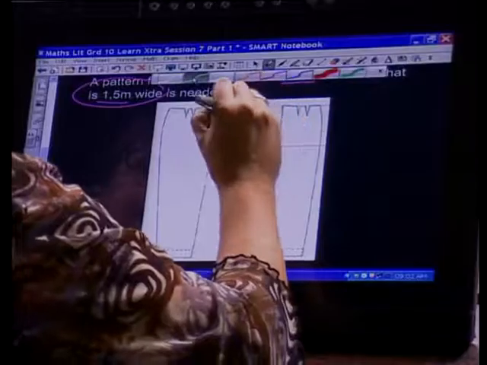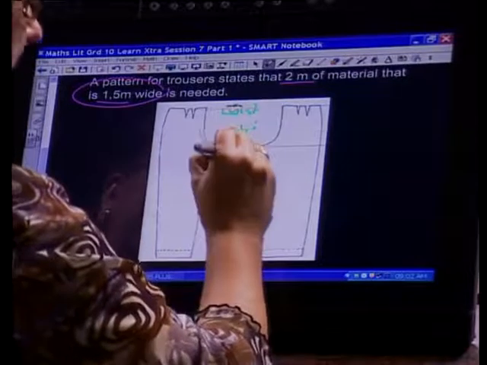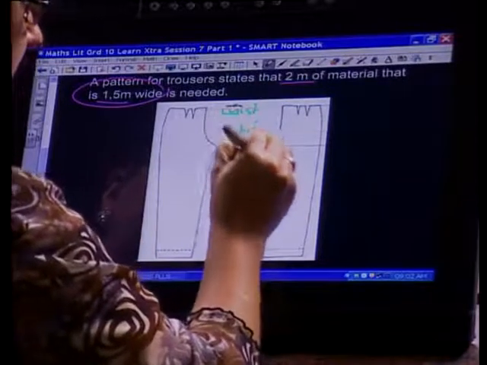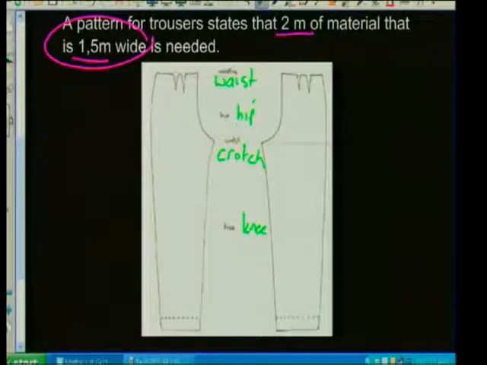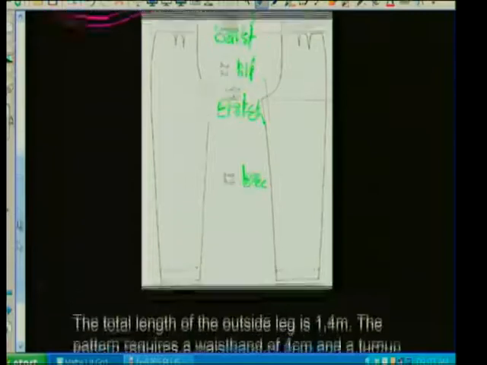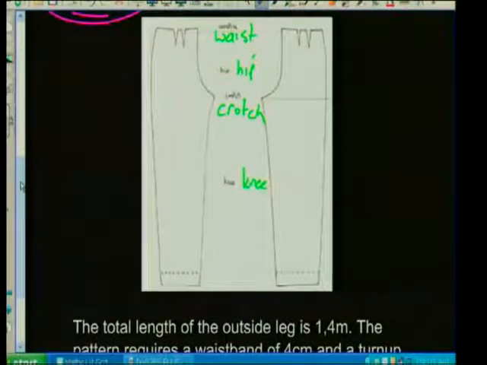Right, let's see what the question is. So we've got a waistline. This is not very clear, so I'm going to add some labels. This is the waistline. There we've got the hip. That's the crotch, and this is the knee. Those are what's missing and what you can't see clearly. The total length of the outside leg is 1.4 meters. The outside leg is that over there. So that's 1.4 meters.